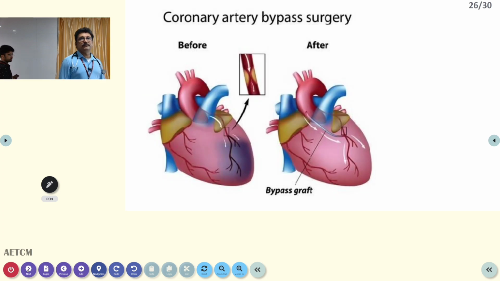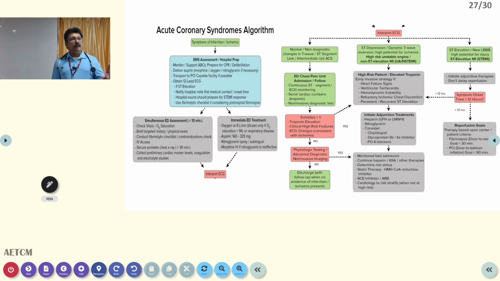ARB should be started. And if we are not able to do anything for the clot acutely, some patients may require bypass graft. So coronary artery bypass should be done for that type of patients. Now this chart will help tell you how to manage acute myocardial infarction in the emergency room. You can read it.